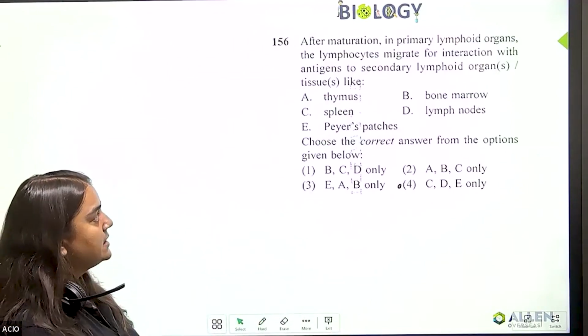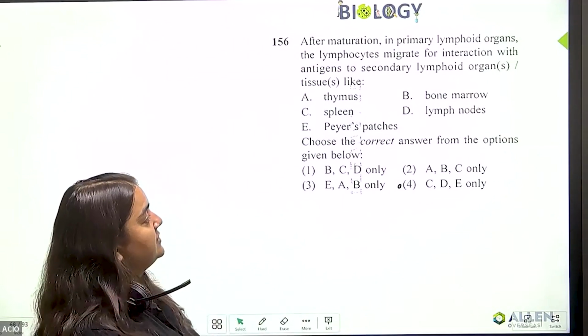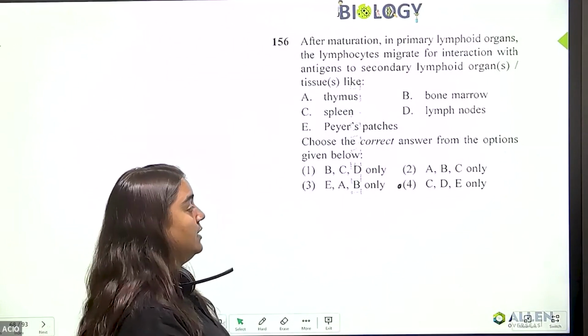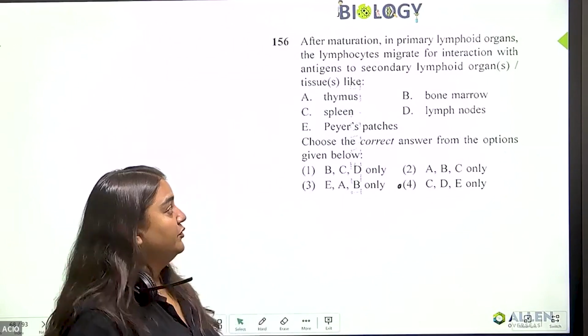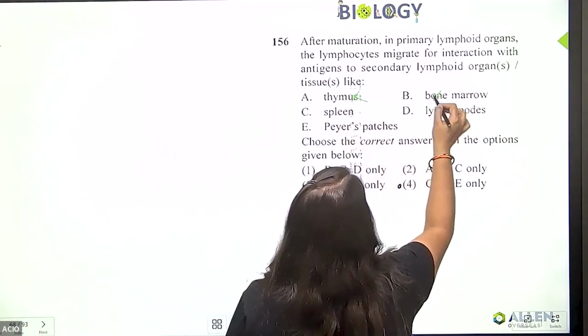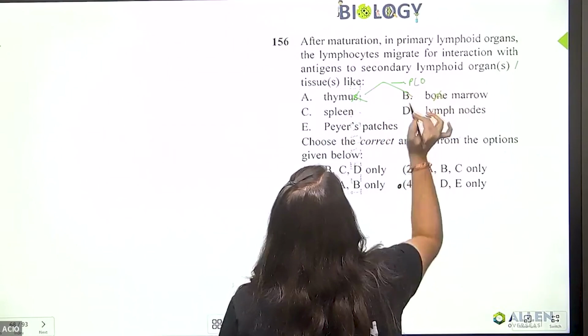Next, 156. After maturation in primary lymphoid organs, the lymphocytes migrate for the interaction with antigen to secondary lymphoid organ. Okay, so we have to mark the secondary lymphoid organ over here. Liver, thymus, and bone marrow. These all are your primary lymphoid organ. So this cannot be the option.